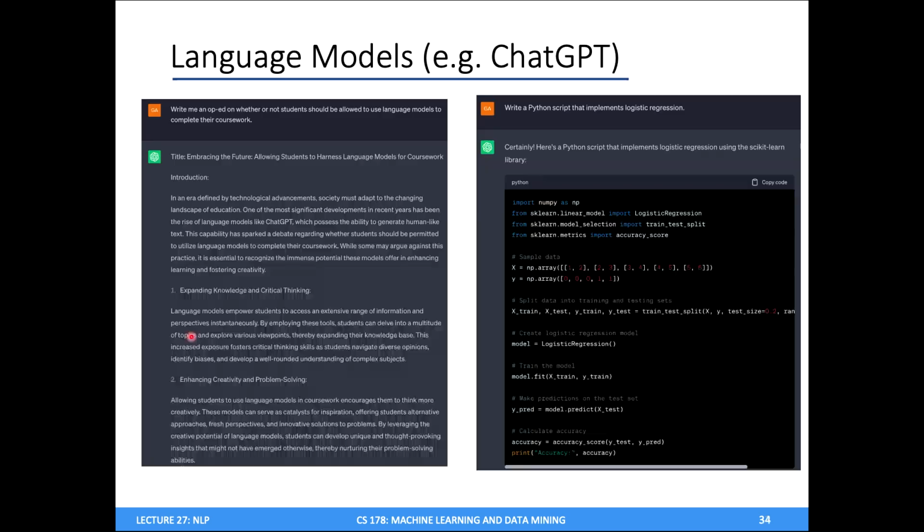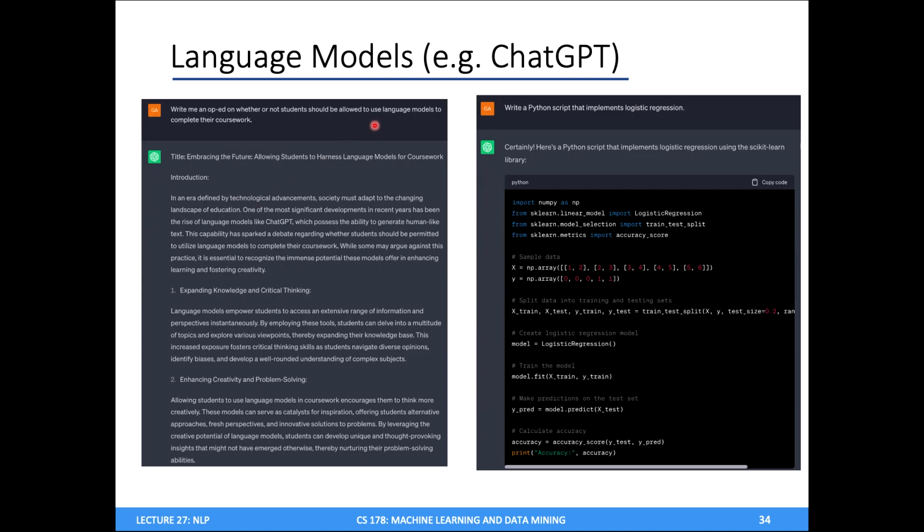Okay, so language models, as I hope are all familiar with, are these really powerful text generation models. So yeah, you guys can read that. The text might be a little small, but these language models can really do diverse, amazing things. So I asked ChatGPT to write me an op-ed on whether or not students should be allowed to use language models to complete their coursework, and it writes a pretty reasonable, coherent story that maybe you'd see on the front page of the New York Times if you're not reading all that closely.